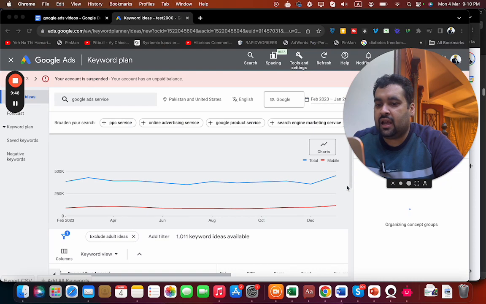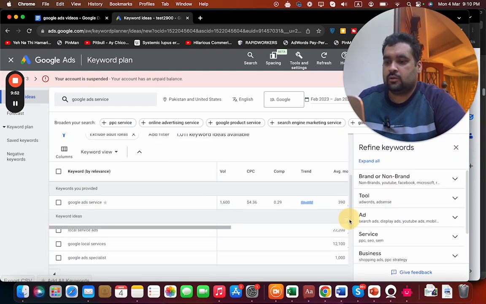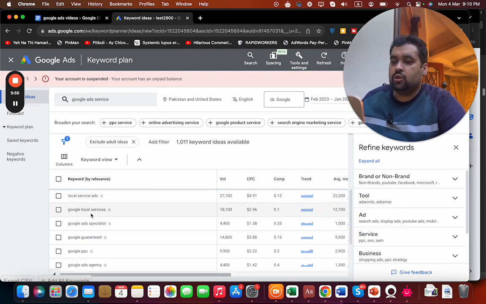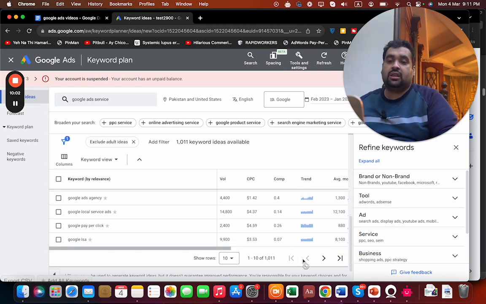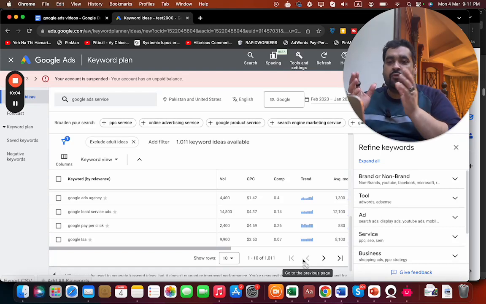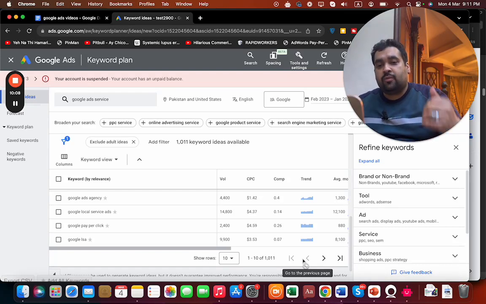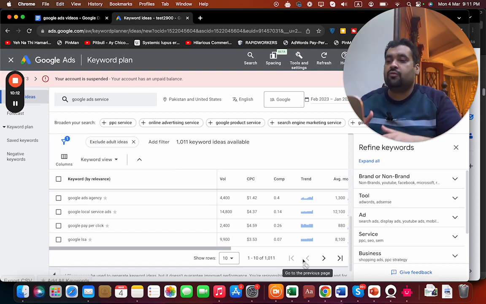you can see that I am getting some data as well: local service ads, Google local service ads, Google specialist, Google guaranteed. So I am getting very good data. I'm even getting 1,000 keywords. But the best campaign has a small set of keywords with specific ads. Customized ads with a customized landing page and customized keywords is a winning formula for Google Ads.